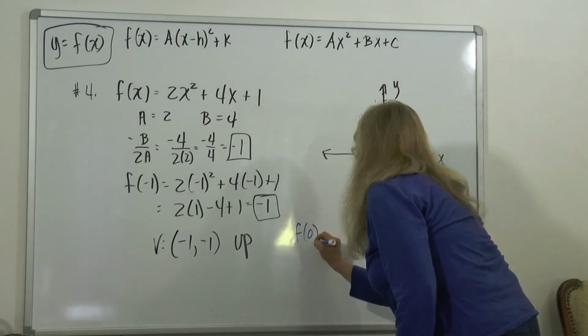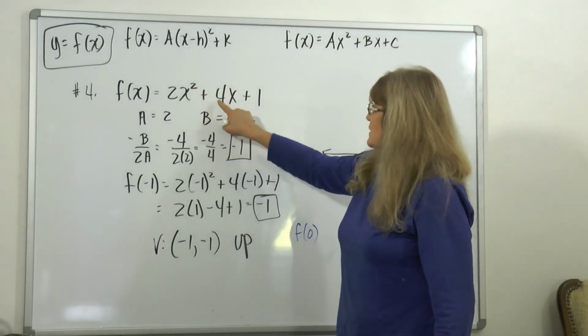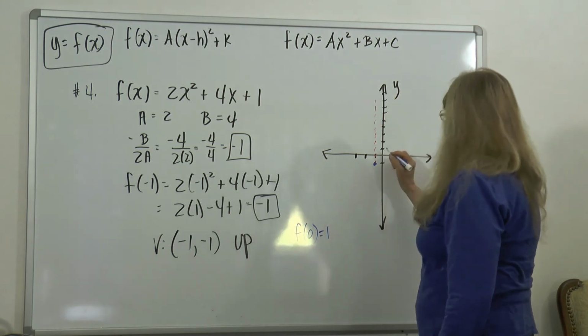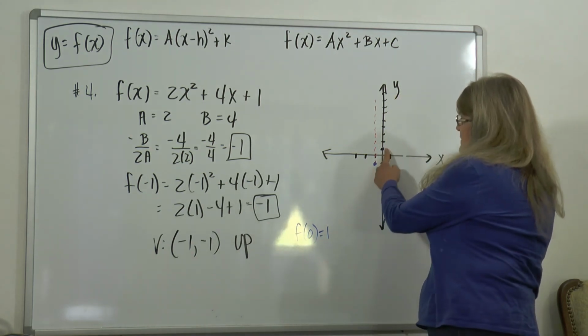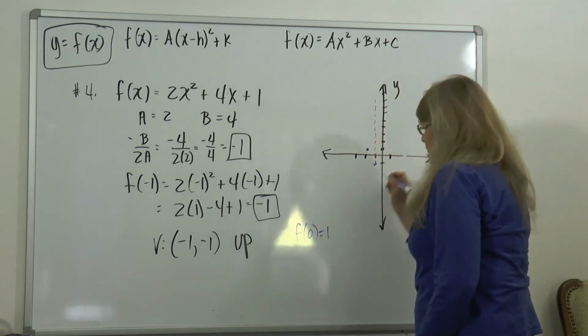F of 0, well that's easy. If x is 0, this term is 0. This term is 0. The whole thing equals 1. So 0, 1. So 0 in the x, positive 1 in the y. One space to the right jumps to 1. One space to the left also jumps to 1. Get one more point.